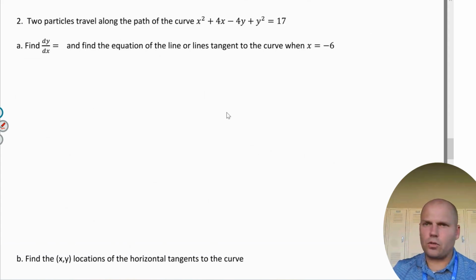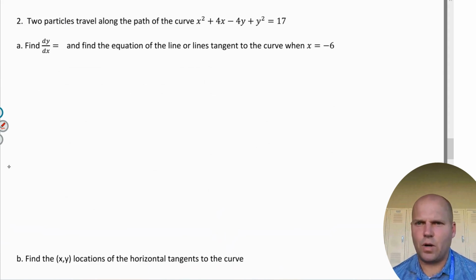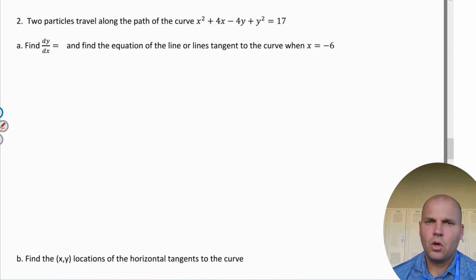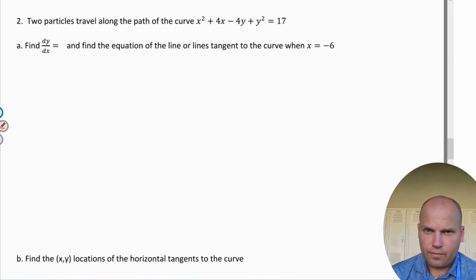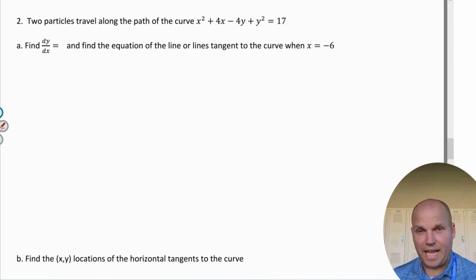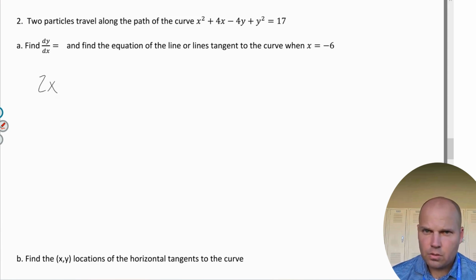All right, cool. Two particles are traveling along the path of the curve. Find dy dx and find the equation of the line or lines tangent to the curve when x equals -6. Okay. Start with the derivative. Take the derivative with respect to x, because we're trying to find dy dx. y's over x's, slopes.